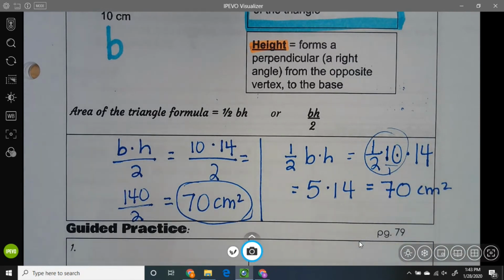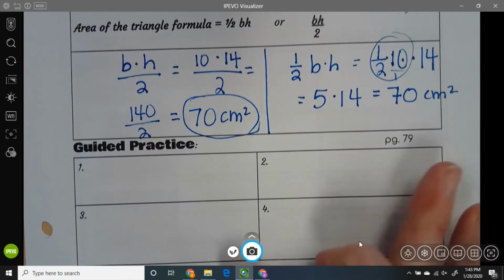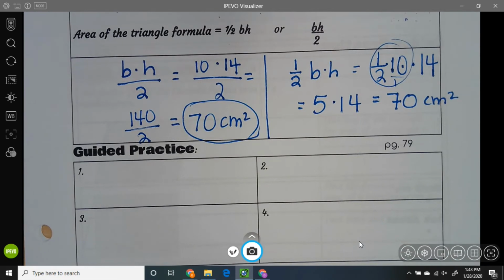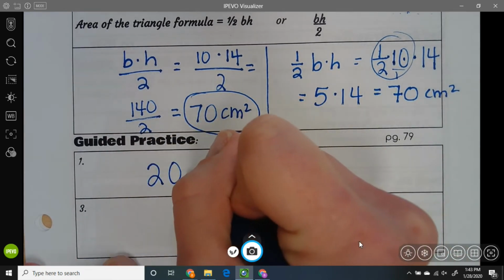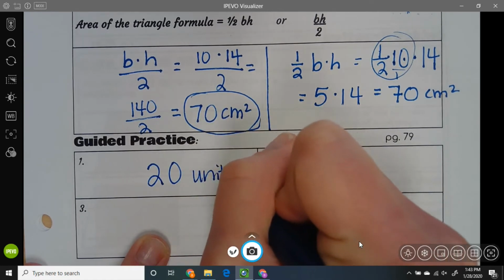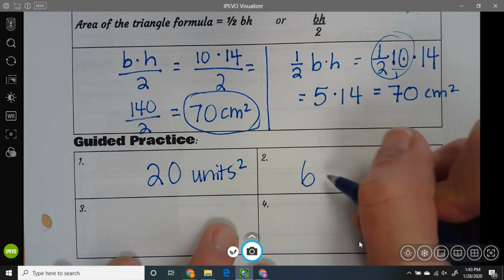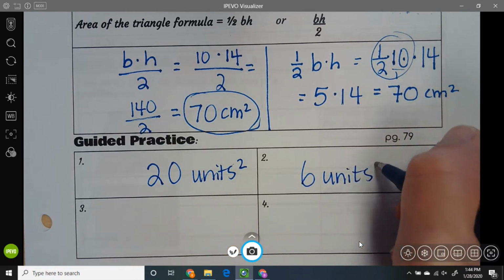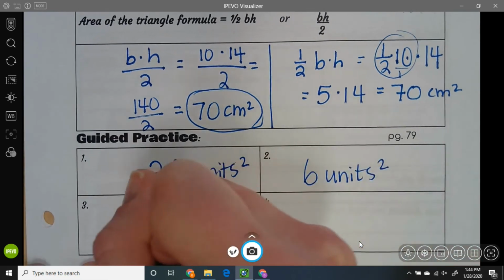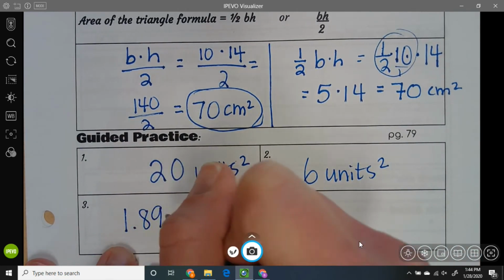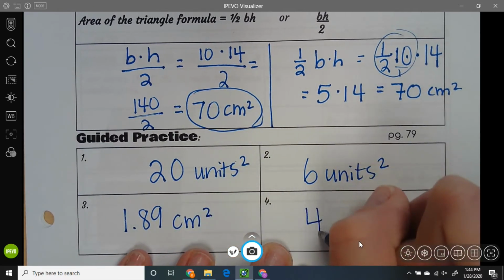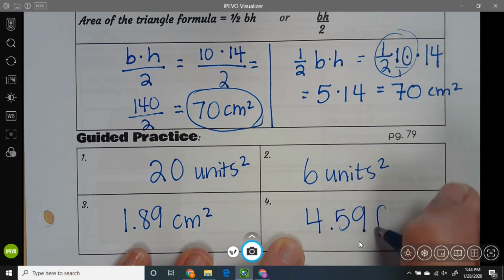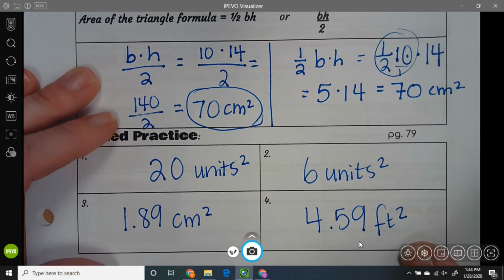Okay, you can pick one of these to do for practice, and then we'll check it. So I'll give you about a minute and pause the video. Okay, so if you did number 1, you would have gotten 20 square units. If you did number 2, you would have gotten 6 square units. If you did 3, you would have gotten a decimal of 1.89 square centimeters, and then number 4, you would have gotten 4,590 square feet. Okay, maybe you did more than one.